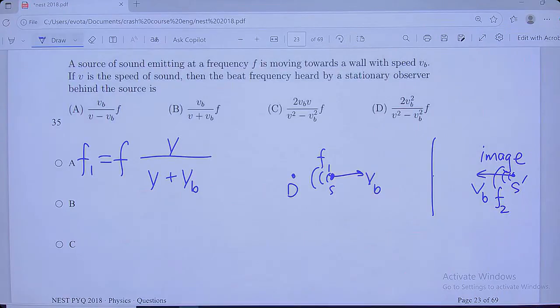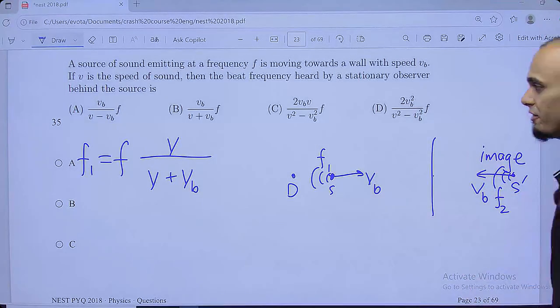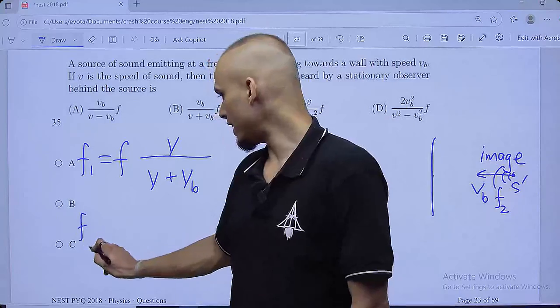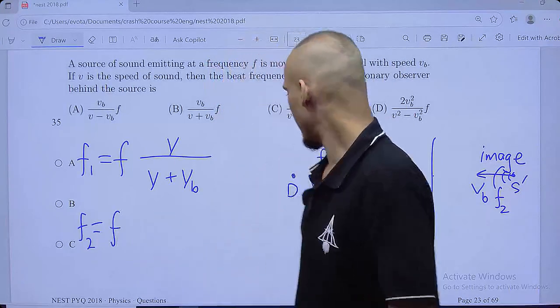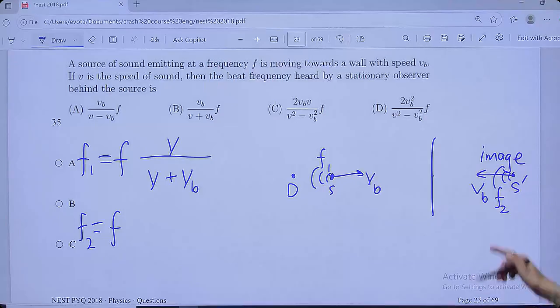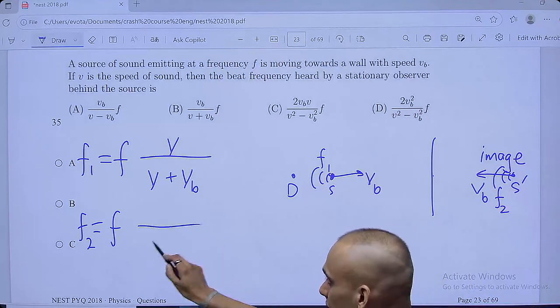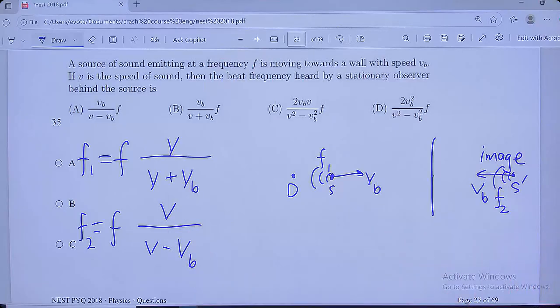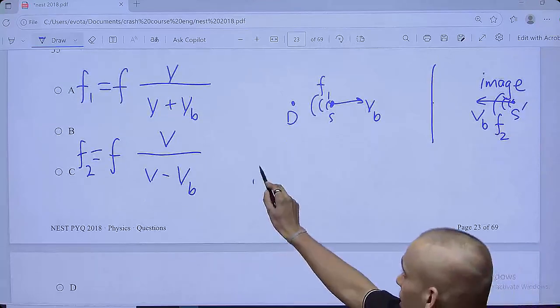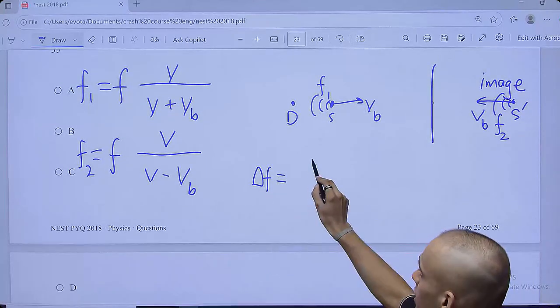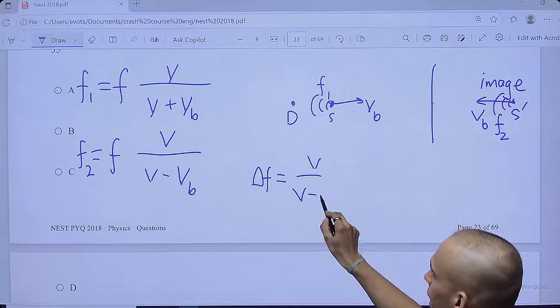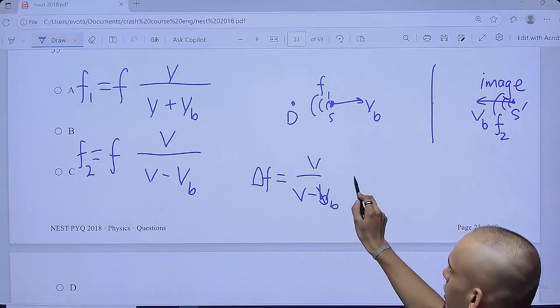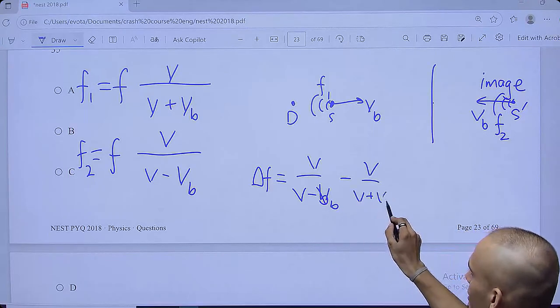And for the second reflection, the second source, where it is moving towards the observer with speed vb, the frequency f2 will simply be f into v upon v minus vb, since the frequency will increase. Taking the difference between these two frequencies, we get the exact value of the beat frequency. The beat frequency will be f into v upon v minus vb, sorry, vb minus v upon v plus vb.